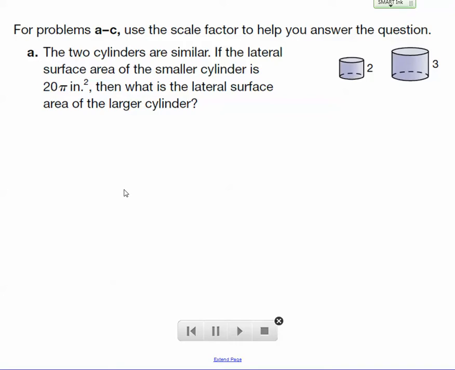The two cylinders are similar. If the lateral surface area of the smaller cylinder is 20 pi inches squared, then what is the lateral surface area of the larger cylinder? Well, the first thing we want to do is determine the scale factor. So we got a height of 2 on the smaller one and a height of 3 on the bigger one. We know they're similar. They tell us that. That's a scale factor of 1.5 because 2 times 1.5 is 3.